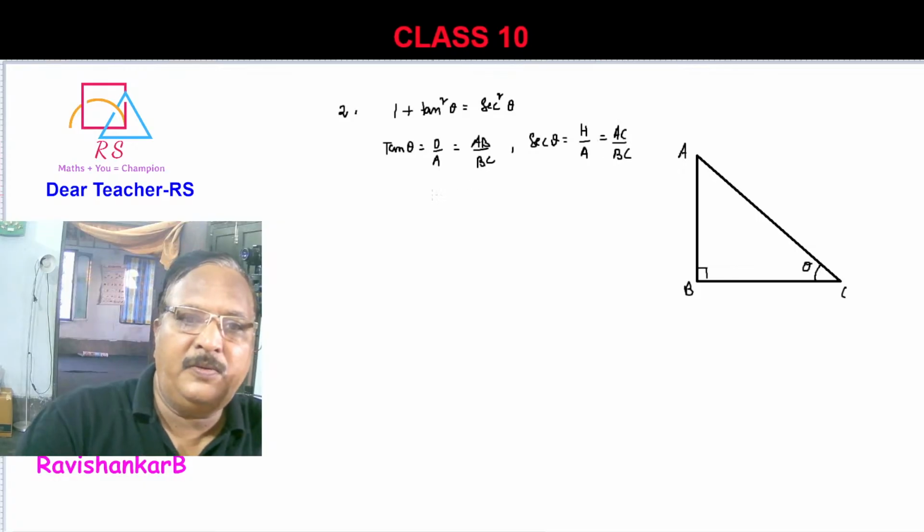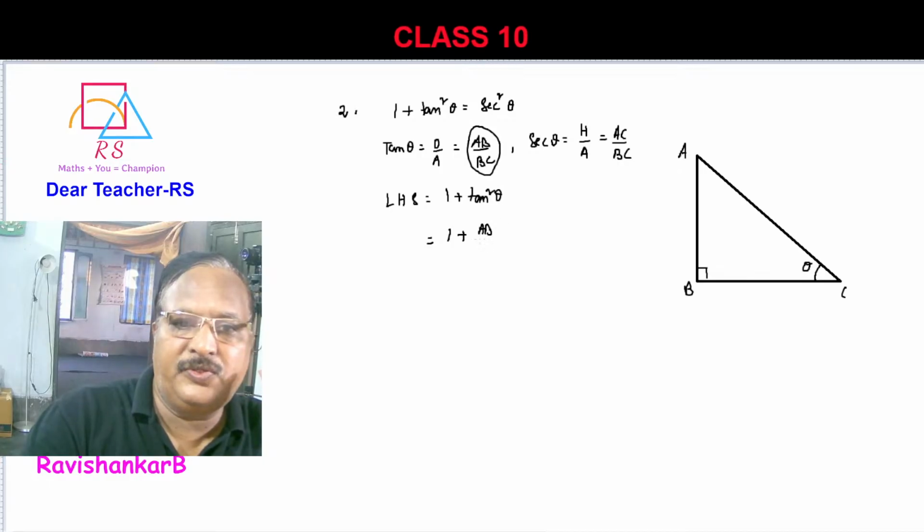Now let us take, as usual, the left hand side. Left hand side is nothing but 1 plus tan square theta. So 1 is 1 only. In the place of tan theta, let us write AB by BC. Because it is tan square, I'll write AB square by BC square. Don't forget to keep square for both numerator and denominator.